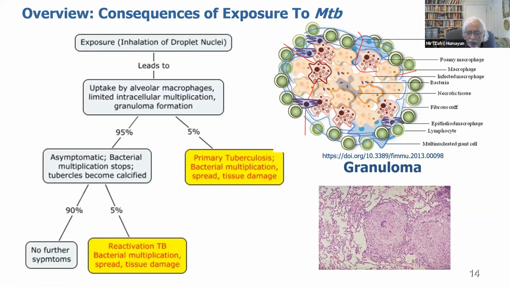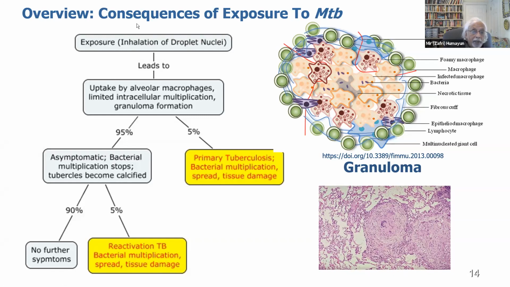In this slide, this is the first of several slides devoted to the same topic. We get an overview of the consequences of exposure to Mycobacterium tuberculosis. On the left-hand side is a chart that tells you what happens once you inhale droplet nuclei that contain Mycobacterium tuberculosis. Incidentally, this is an extremely infectious agent. You don't need very many bacteria to become infected. It may be as few as one or two, or maybe a few dozen. It's not a huge number.